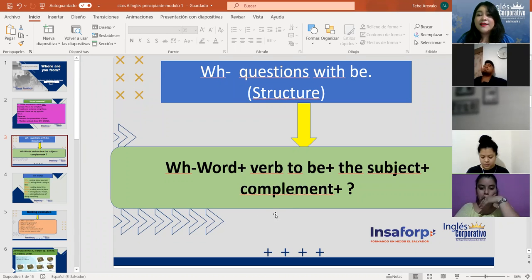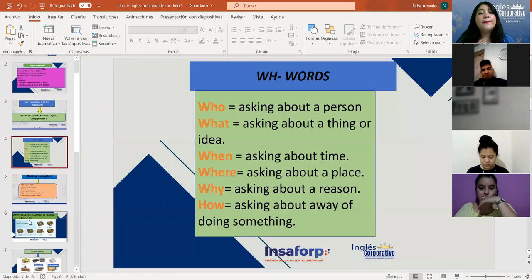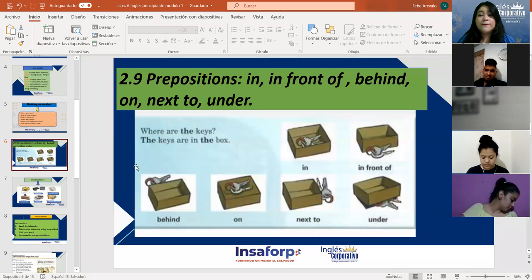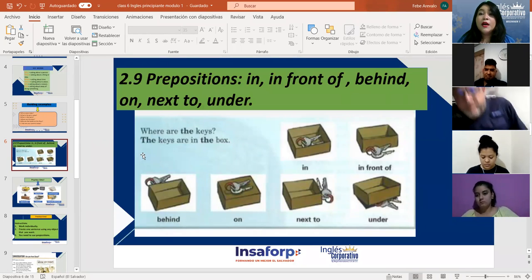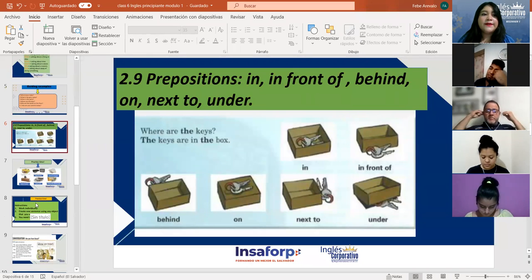Excellent. Thank you. Entonces, ayer trabajábamos con esta structure. Veíamos cuáles eran las WH words. No se olviden de qué significa cada una para que no nos confundamos, right? Y teníamos los guiding examples. Y luego, after that, veíamos las prepositions of place. In front of, behind, on, next to, and under, right? This is just as a review.